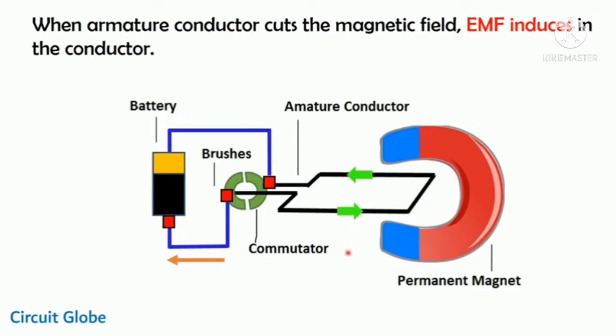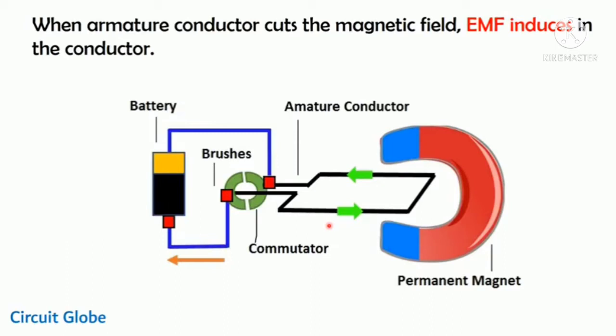A DC motor has four main parts: permanent magnet, armature conductor, commutator and brushes. These are the main parts of the DC motor. We are providing the external supply to the armature conductor. Because of this supply, an EMF is induced in the conductor. This EMF causes the current, because of which torque acts on the conductor and the conductor starts rotating.